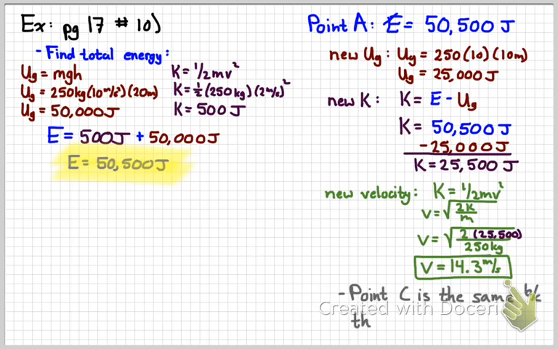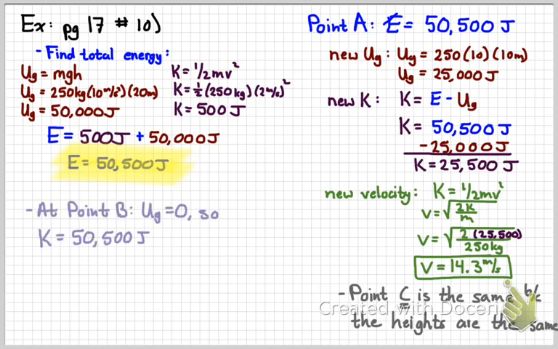Point C would be the same as point A because they have the same height. So if the roller coaster is at a height of 10 meters, it's always going to be going 14.3 meters per second. At point B, the real point B, the potential energy is going to be 0. It's on the ground, so it won't have any potential energy. That means that your kinetic energy and your total energy are the same. Kinetic energy has to be 50,500 joules. I'm going to let you finish off the rest of that.